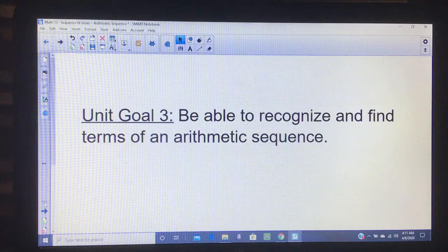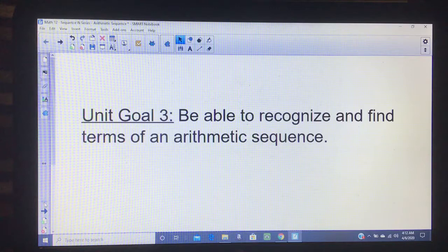The purpose of this video is to look at unit goal 3 from our sequence and series unit. Basically, from here on out, we're going to look at sequences and series that have special patterns. Before, a sequence could have just been any list of numbers. Now we're going to look at something called an arithmetic sequence. The goal says to be able to recognize and find terms of an arithmetic sequence.